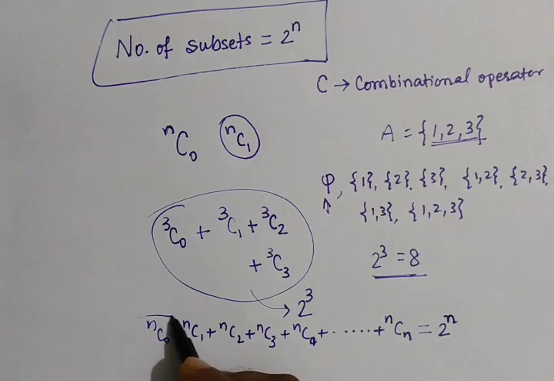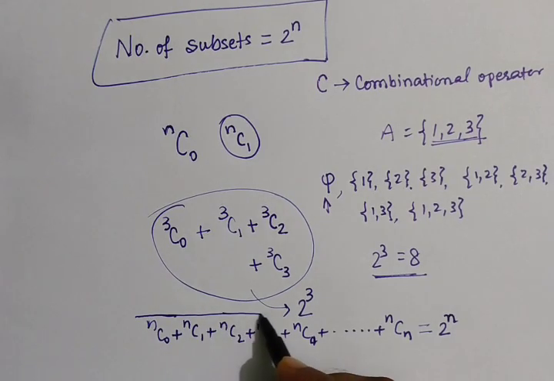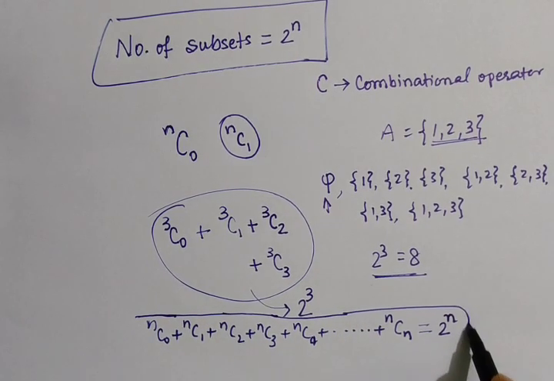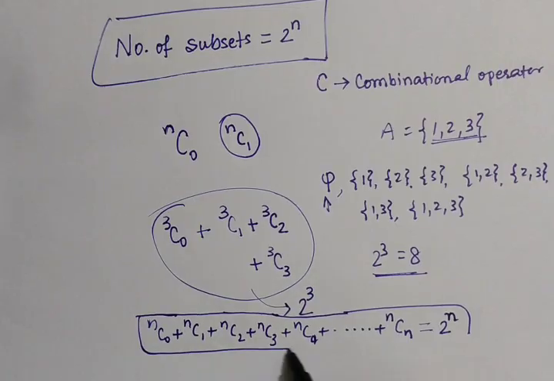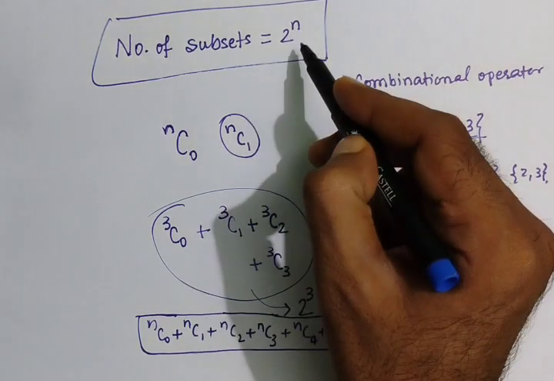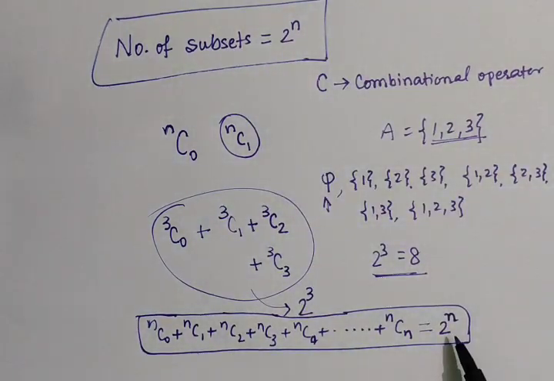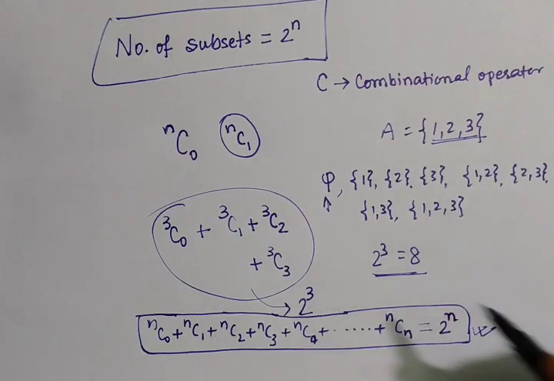So this is one famous result related to the combinatorial operator, which is used to derive the formula of number of subsets, that is 2 power n. In fact, this is the proof of this formula: nC0 plus nC1 plus nC2 and up to nCn is 2 power n. Okay, so through this explanation, what is my purpose for students? That is just to introduce you to this formula.